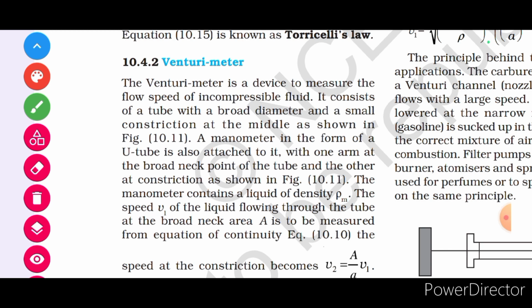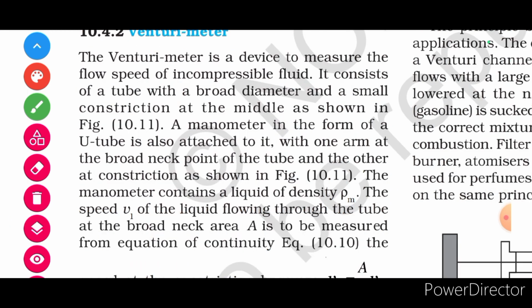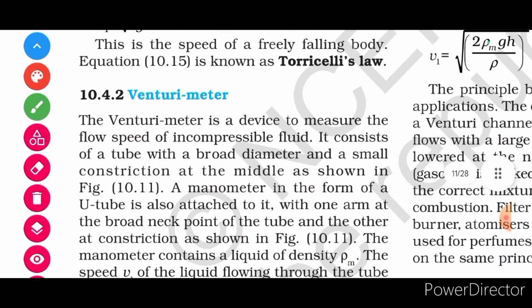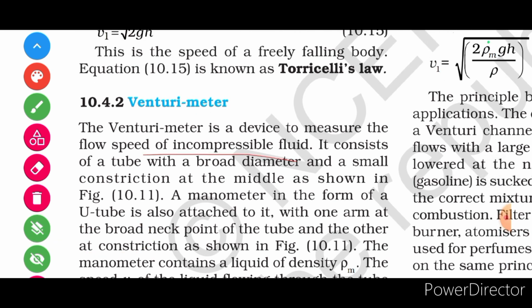We'll understand a Venturimeter from NCERT Physics class 11. This is chapter 10 of class 11 Physics, Mechanical Properties of Fluids. First of all, let's understand what a Venturimeter is. It is a device to measure the flow speed of an incompressible fluid.